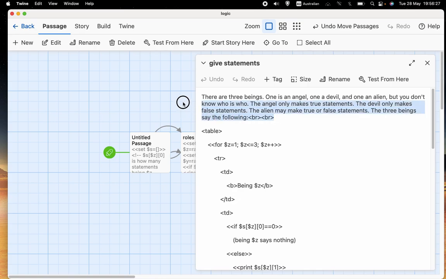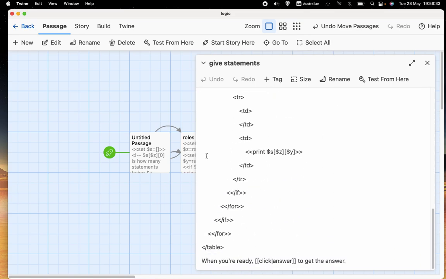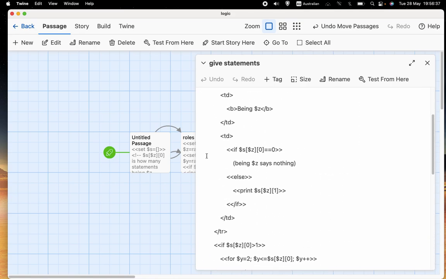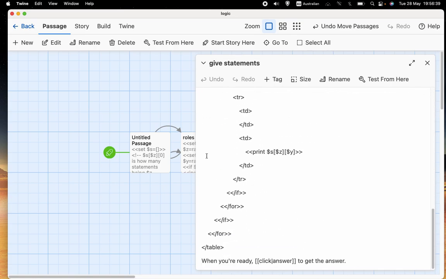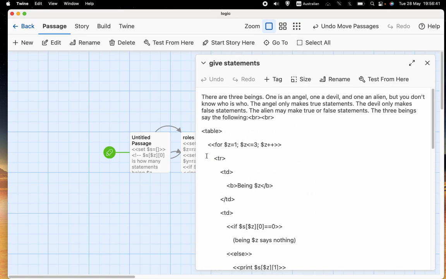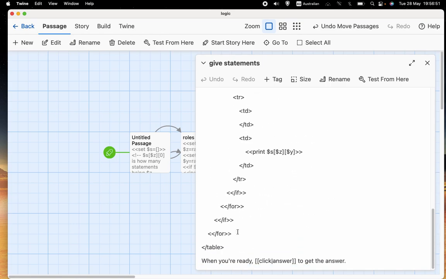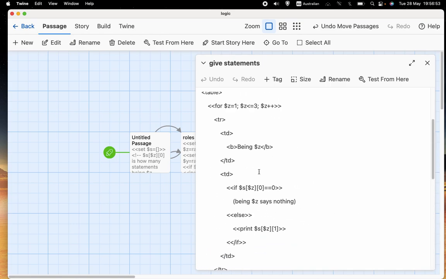And then we just print the text that is always printed. And then we print a table with the different beings and their different statements. And this is a lot simpler than it looks like. But I'll go through it. It's a HTML table, which we've discussed before. We have a loop, which goes from 1 to 3.